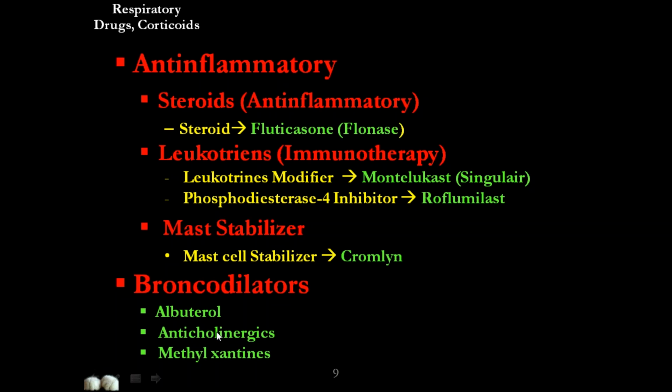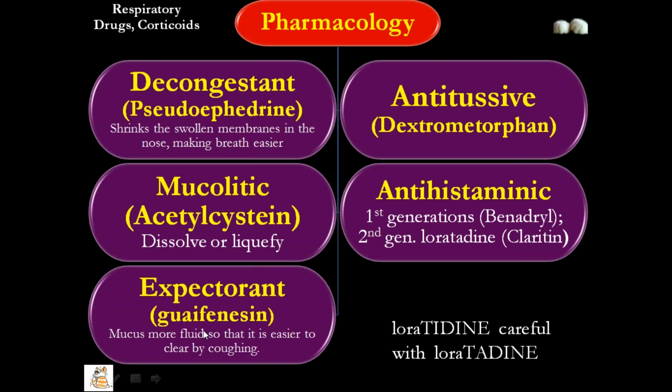Anticholinergic is going to be, remember, the opposite of the cholinergic contraction. Anticholinergics produce the opposite, the relaxation. Methylxanthines, like theophylline, as we are going to see now. So again, here is what we must remember.